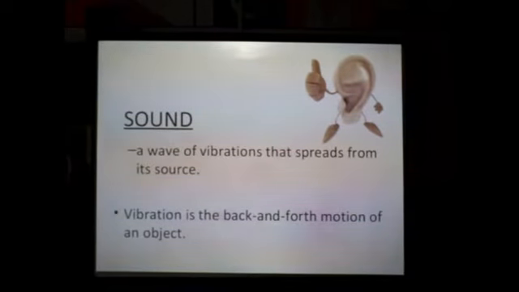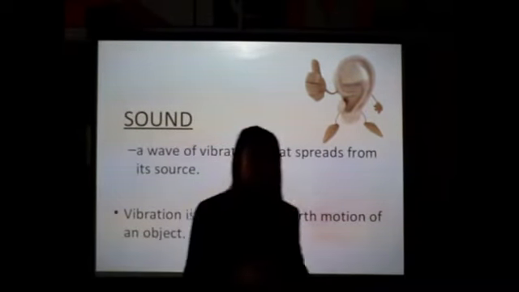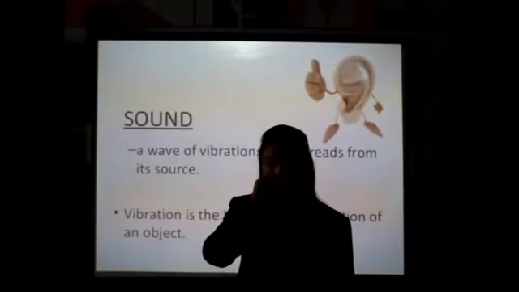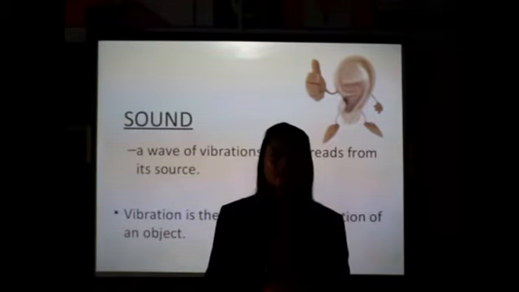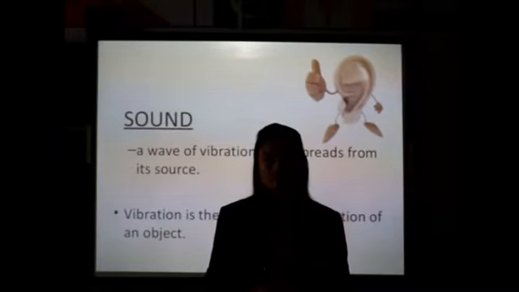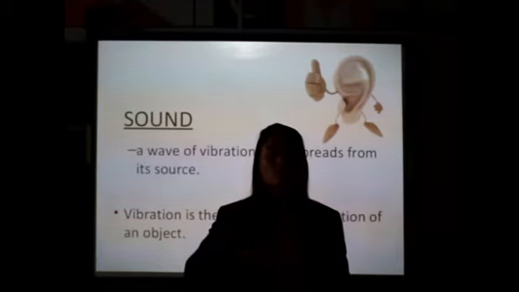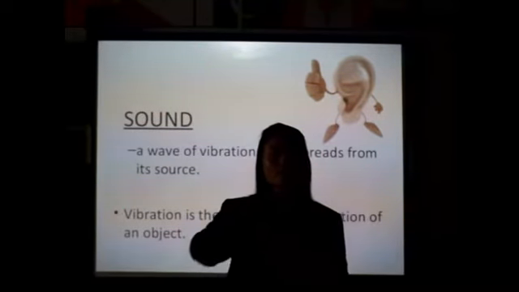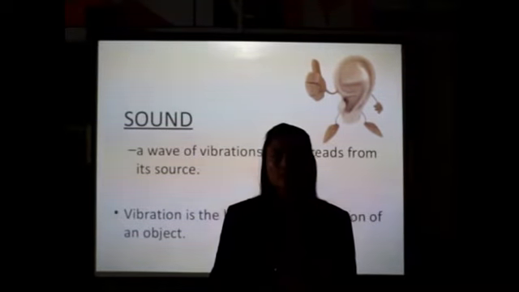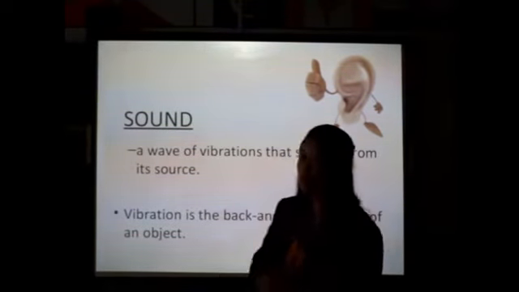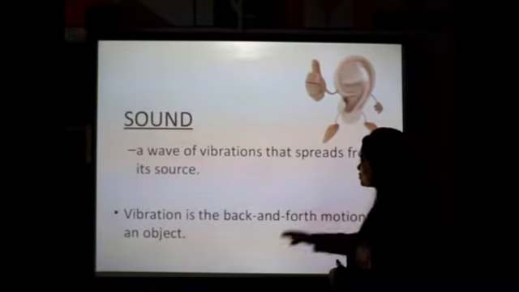Now, sound is a wave of vibration that spreads from its source. Before we talk about the actual definition of sound, you know what vibration means, isn't it? We have done this in the previous chapter. I think that was the first chapter that we did, motion, in which we learned what is vibration. What is vibration? Very fast to and fro movement. When the particles move forward and backward very fast, we call it vibration. So vibration is the back and forth motion of an object.